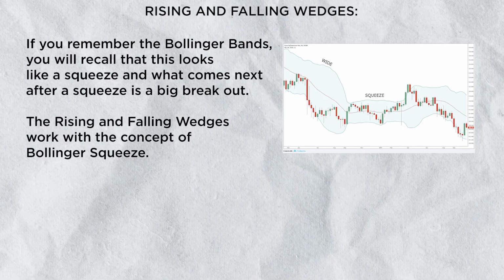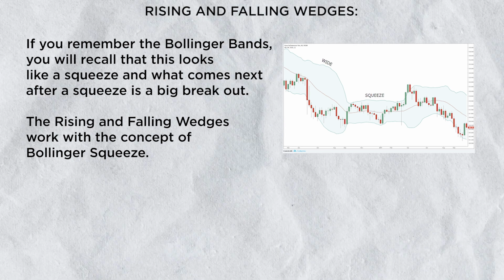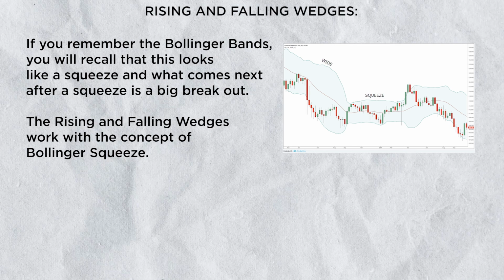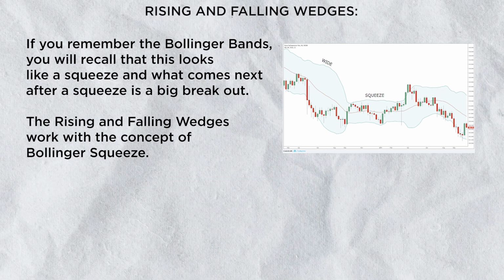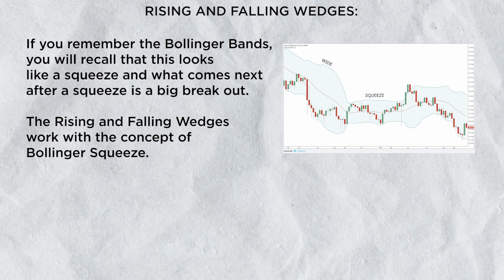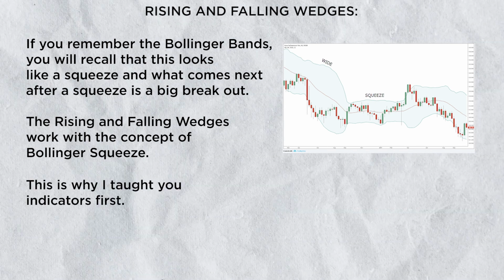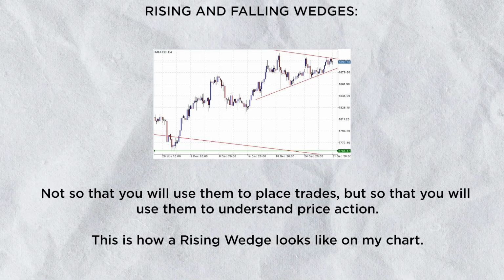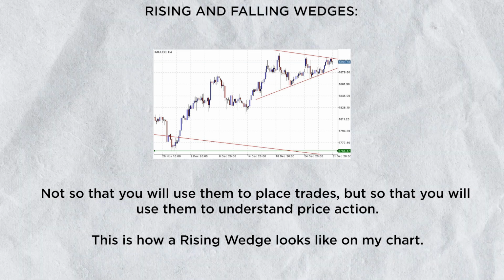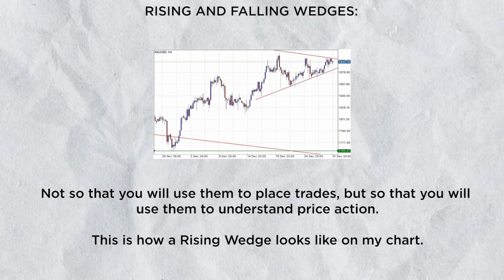If you remember the Bollinger Bands, you will recall that this looks like a squeeze, and what comes next after a squeeze is a big breakout. The rising and falling wedges work with the concept of Bollinger squeeze. This is why I taught you indicators first, not so that you will use them to place trades, but so that you will use them to understand price action.